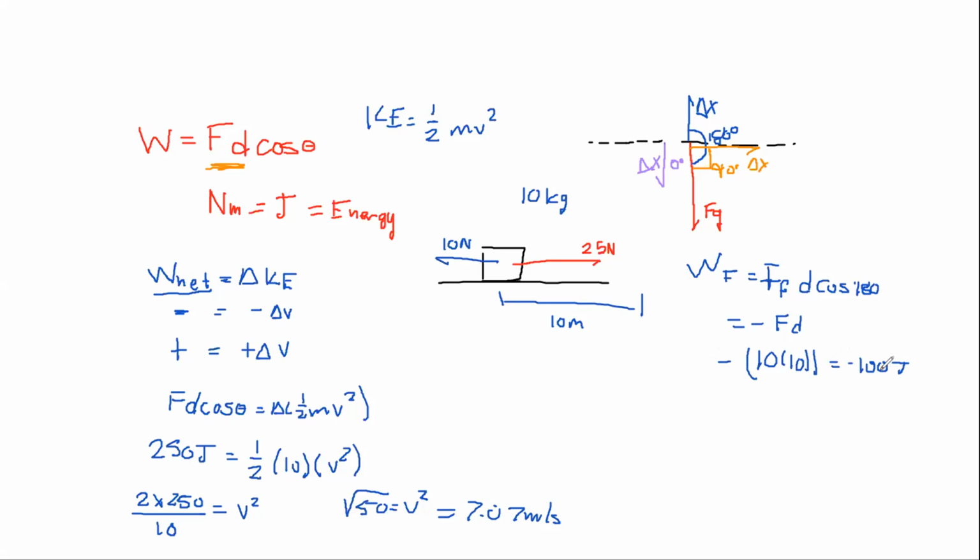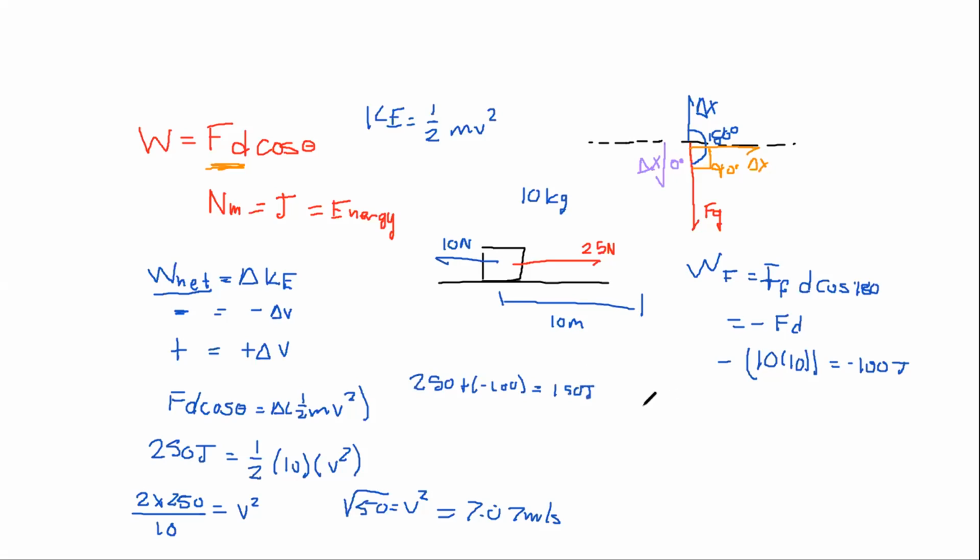So what's my net work done by all the forces along the plane of motion? We're going to take the 250 joules that the push did. We're going to subtract out the 100 joules worth of energy that friction took out. And so what we'll be left with is 250 plus -100 equals 150. This is now our net work, and we can now calculate our new velocity.